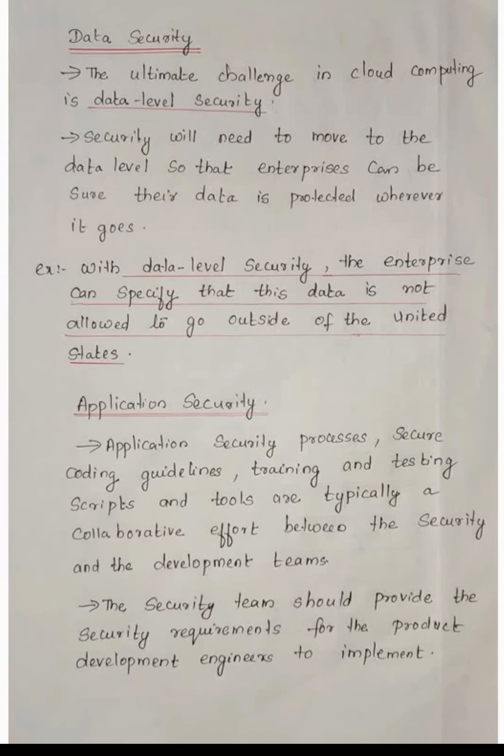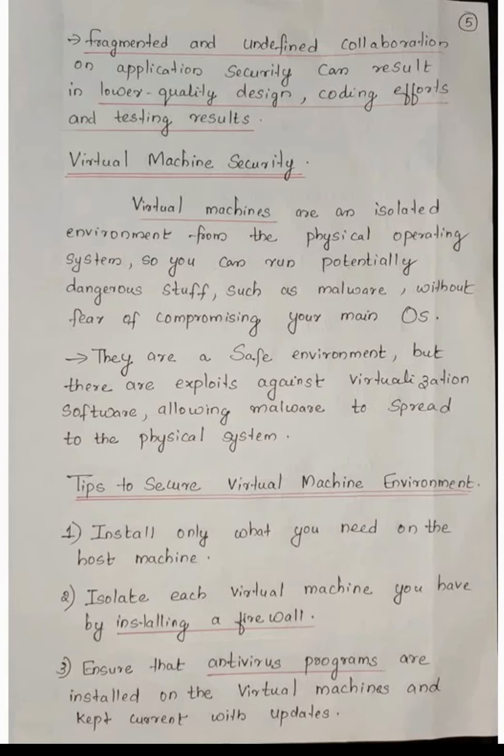Next heading is application security. The security team should provide the security requirements for the product development engineers to implement. Fragmented and undefined collaboration on application security can result in lower quality design, coding effort, and testing results. Next heading, virtual machine security.